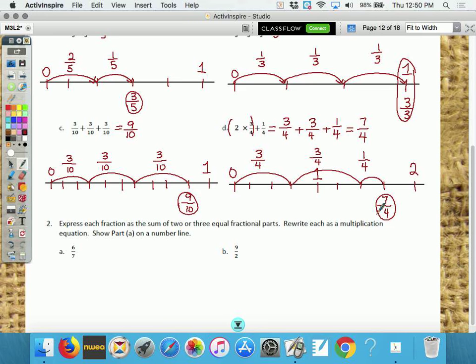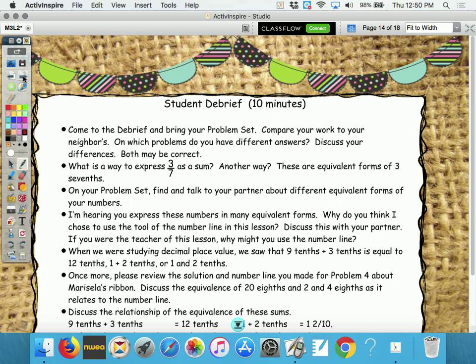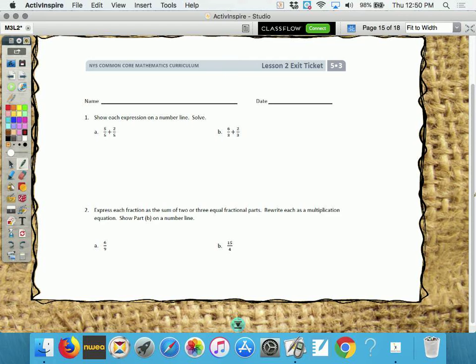7/4. Okay? Now here's what I want you to do. I want you to go to the exit ticket. We're going to get those set up together so that you can be successful on the first 2. Okay, so this says, show each expression on a number line and solve. Is that what we just did? Yeah. Okay, so let's start by figuring out the answer. What is it?